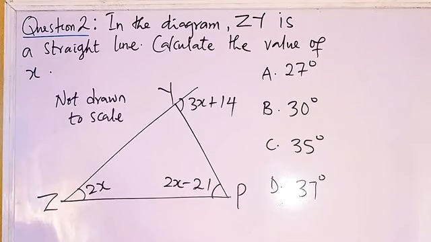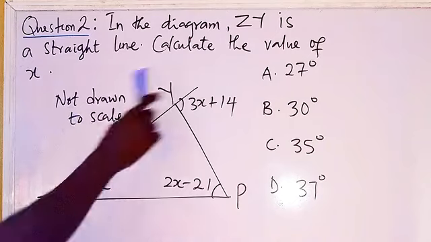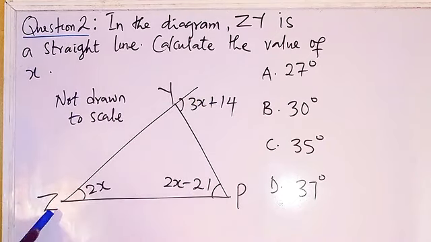Second question here. In the diagram, ZY is a straight line. Calculate the value of x. Now look at this, and we have this diagram here. This is the ZY, okay? So we want to calculate the value of x.